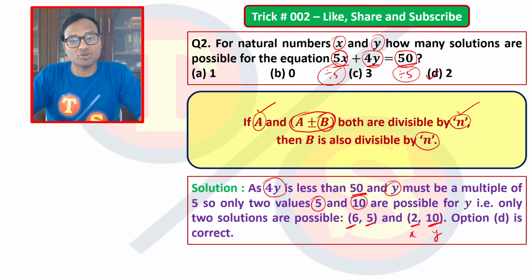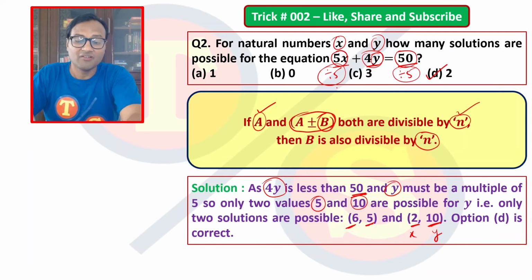And only two such solutions are possible, because if you take any other multiple of 5 in place of y, then x will become negative, and negative numbers are not allowed. x and y are supposed to be natural numbers, so only two solutions are there. Very happy.